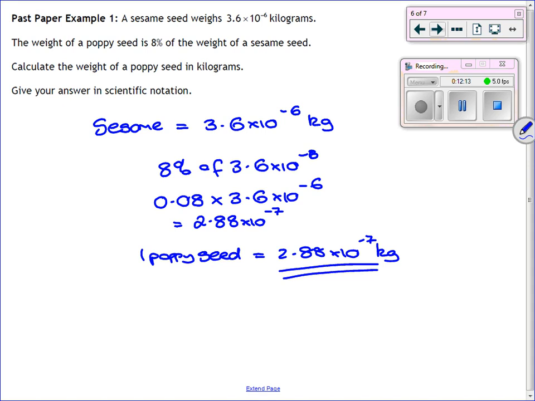Remember also, when you're working out 8%, you could also have worked out 3.6 times 10 to the power of minus 6 divided by 100 multiplied by 8, or worked out 1% and multiplied by 8. You do it however you work out percentages as normal. Remember, you're allowed to use a calculator here, so it should be a lot quicker. And that is working with scientific notation.